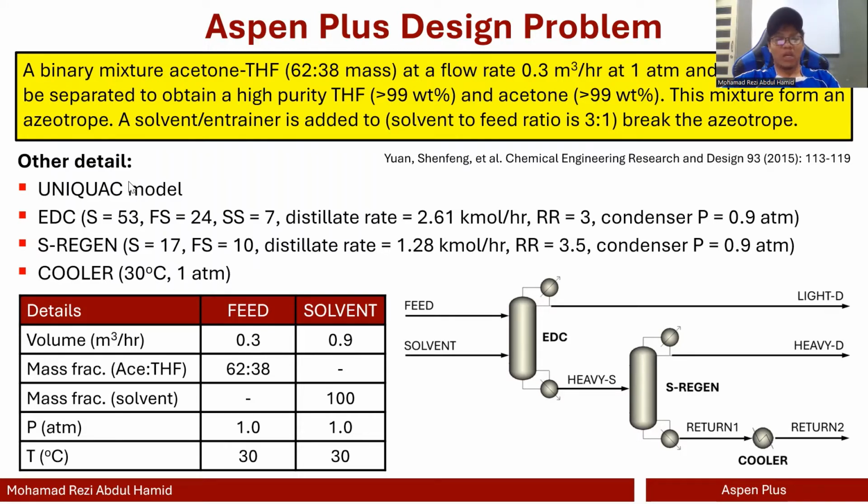In terms of the information required to conduct the simulation, these are all of it. We're going to use the UNIQUAC model, and here EDC is your extractive distillation column. These are the details where we have stages, feed stage, solvent stage, distillate rate, reflux ratio, condenser, and so on. And then regen here is basically solvent regeneration. These are the details. And then we have our cooler here operating at 30 degrees Celsius and 1 atmosphere pressure. And of course, this return stream here will be recycled back to the EDC, but I'm not going to go over the recycling processes.